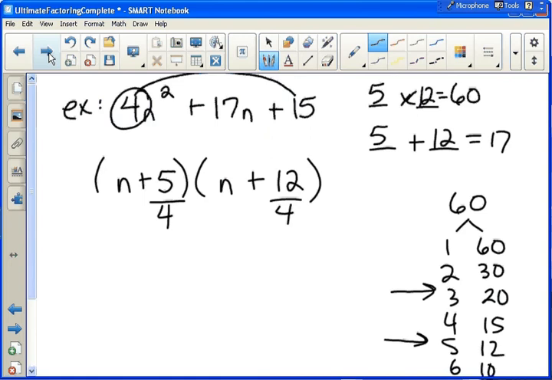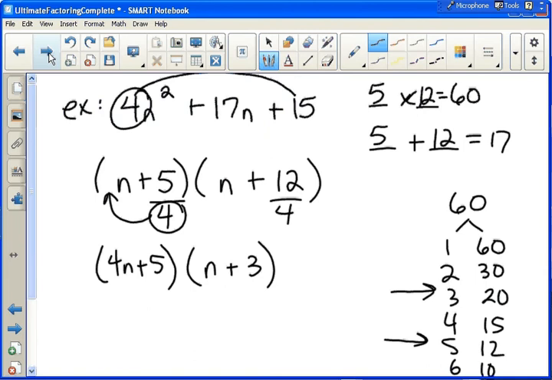And here, 5 over 4 does not reduce, so I take the bottom and I move it up, giving me 4n plus 5. Here, 12 over 4 does reduce to just 3, and that is my final answer.